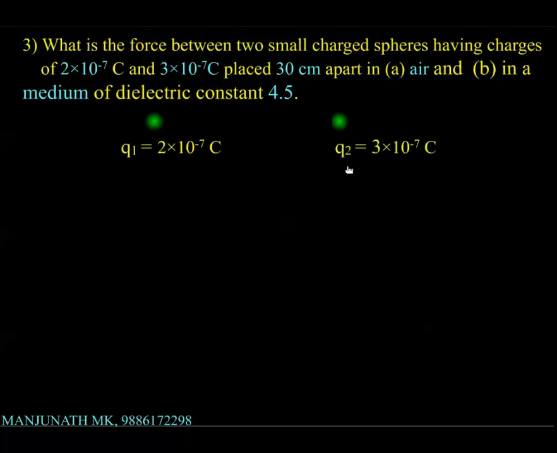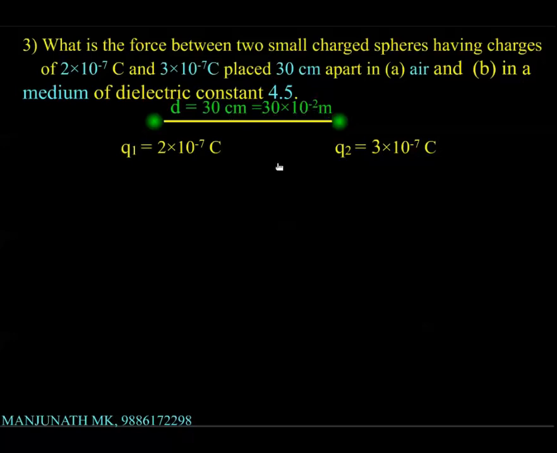So this is the Q2. The distance between them, D, is equal to 30 centimeter. As this charge is in SI system, that is coulomb, this distance must also be in SI system. So to convert the centimeter into meter, that is SI system, instead of C we have to take 10 to the power of minus 2. This is equal to 30 into 10 to the power of minus 2 meter. In place of C, I have to multiply 10 to the power of minus 2.